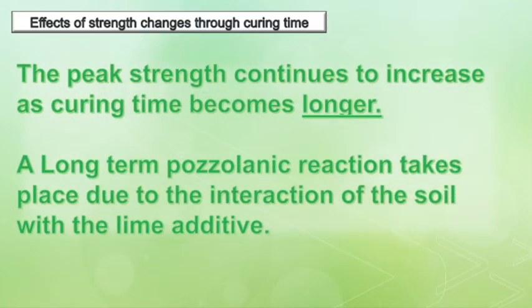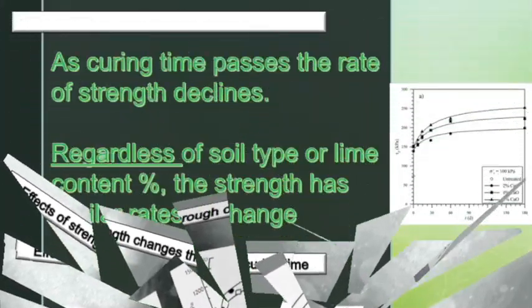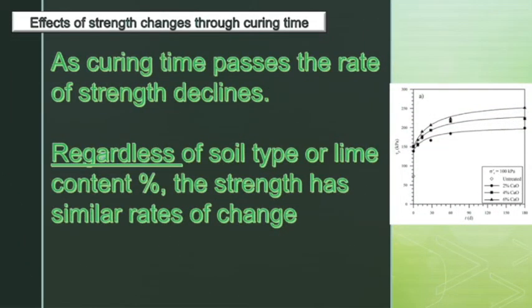The effect of the addition of lime to the peak strength of soil is also greatly affected by both the curing time and temperature of the soil. The soil's peak strength continues to increase with time due to the long-term pozzolanic reaction which takes place due to the interaction of the soil with the lime additive. Graphs sourced from multiple research reports display that the peak strength of the soil increases towards a maximum strength. However, the increase of peak strength is lowered with larger curing periods. These graphs also showed that soil strength increases at approximately the same rate, regardless of soil type or lime content.